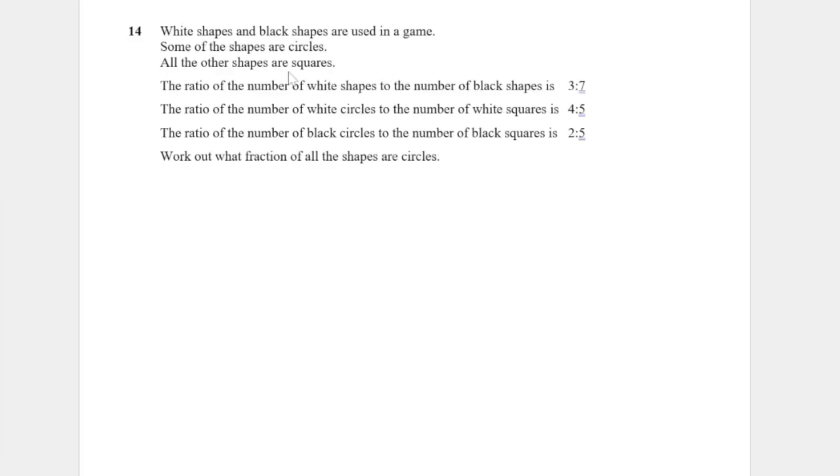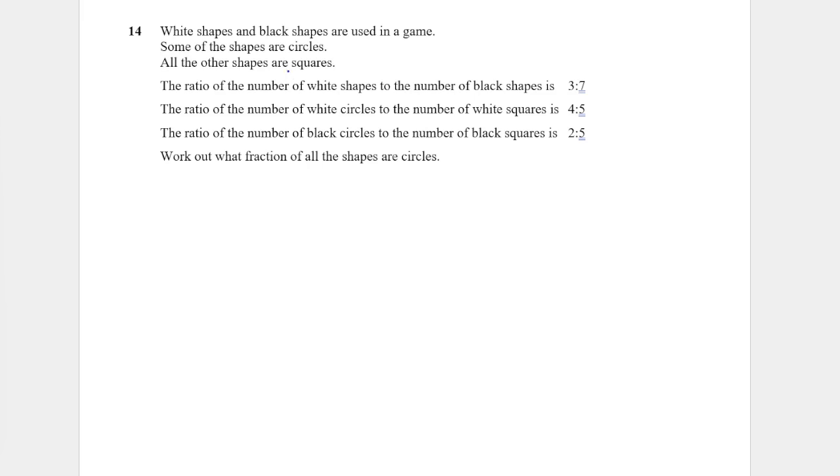Okay, question 14. White shapes and black shapes are used in a game. Some of the shapes are circles, some of the shapes are squares. The ratio of the number of white shapes to the number of black shapes is 3 to 7. The number of white circles to the number of white squares is 4 to 5. The ratio of the number of black circles to the number of black squares is 2 to 5. Work out a fraction of the shapes that are circles.